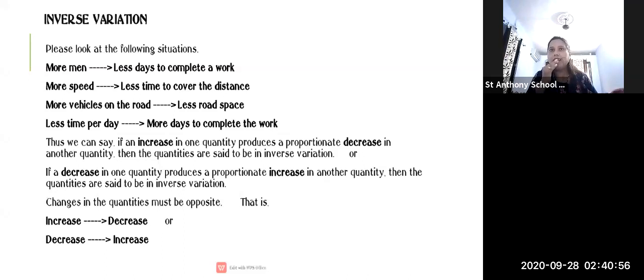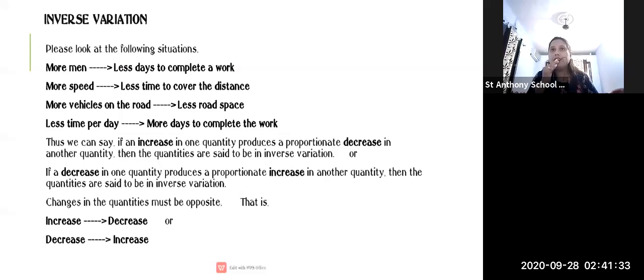Inverse variation is that variation where there is an increase in one quantity and a decrease in the other quantity. You can see the situation over here. When more men are required, we need fewer days to complete a work. When more speed is required, less time is needed to cover the distance. When more vehicles are on the road, there is less road space. Then the last point: less time per day means more days to complete the work.